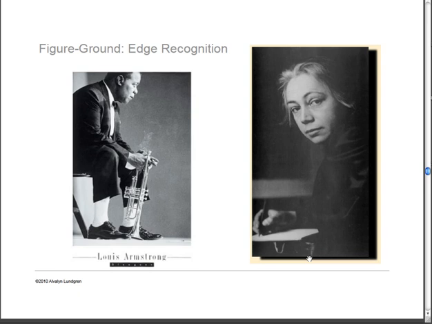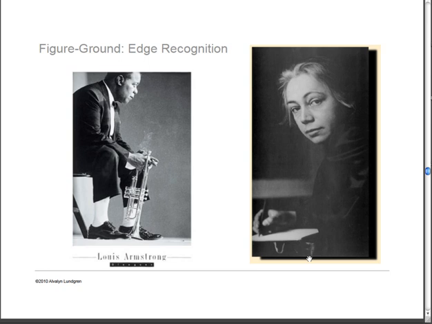Figure ground is best understood when you can actually discern the figure from the ground. And so the ability to recognize or perceive edges becomes very important. Now, not everything has a real strong edge recognition, and that's okay. Just understand that where we perceive figure ground relationship very distinctly, we will see the figure very quickly. When we lose that distinction, that's not necessarily a bad thing. It just takes us longer to recognize what's going on.